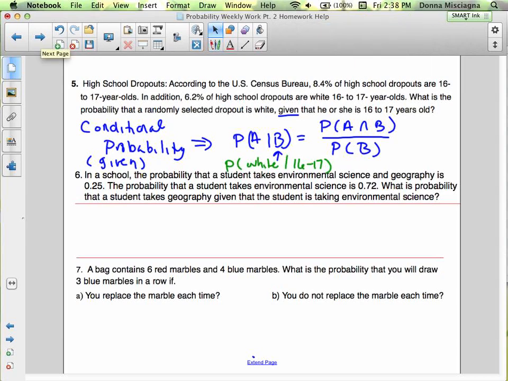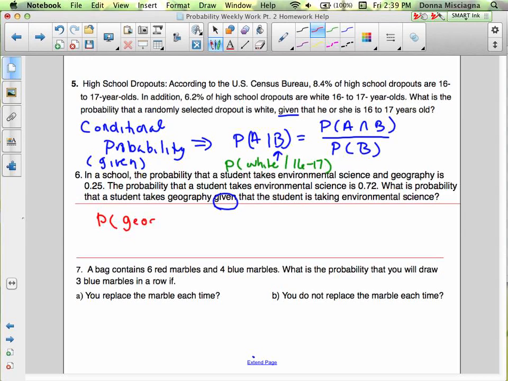In a school, the probability that a given student takes environmental science and geography is 0.25. The probability that a student takes environmental science is 0.72. What is the probability that a student takes geography given that the student is taking environmental science? Given, our big word there, that means conditional probability. So you are finding the probability of geography given environmental science, that they are taking environmental science.